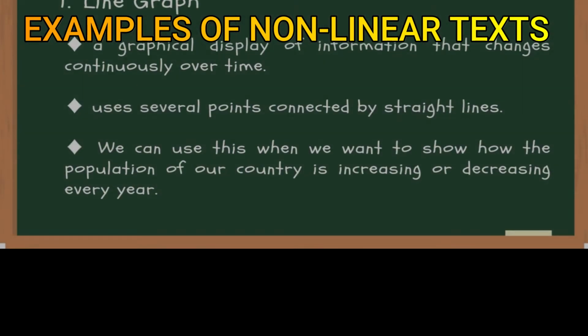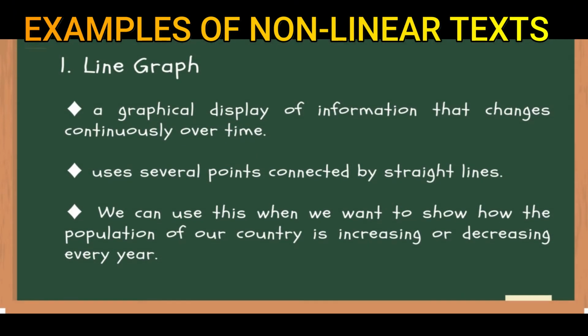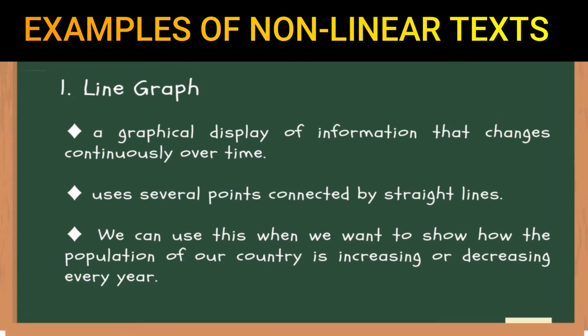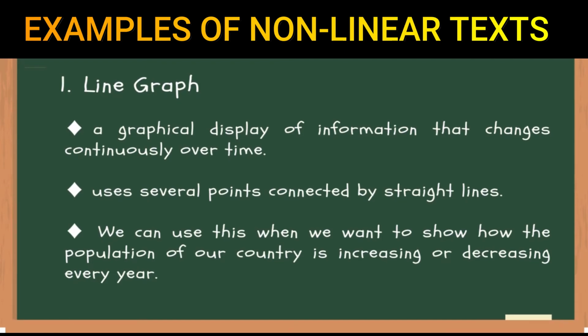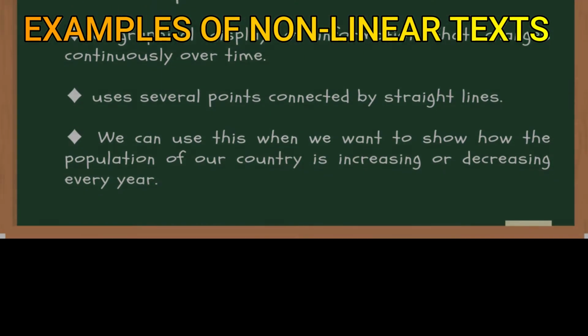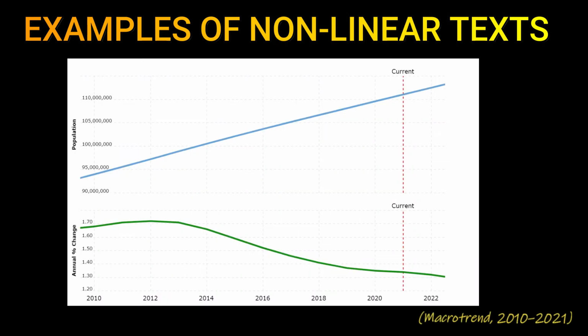The first one is a line graph. It is a graphical display of information that changes continuously over time. We plot lines using several points connected by straight lines. We can use this when we want to show if the population of our country is increasing or decreasing every year.